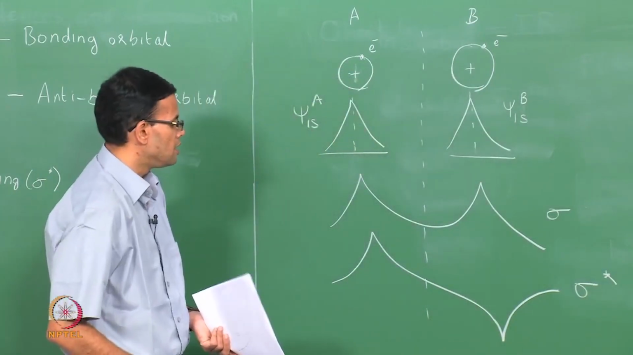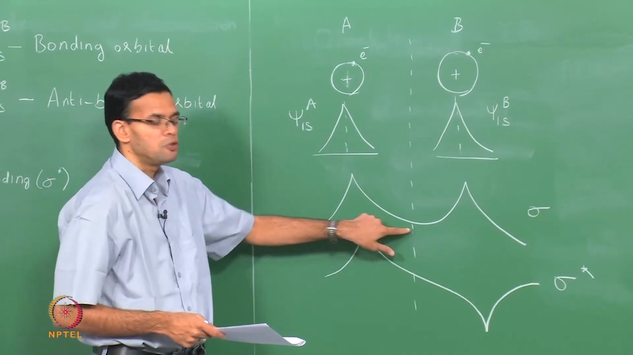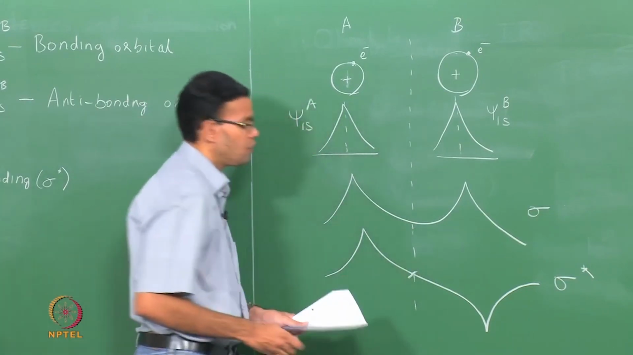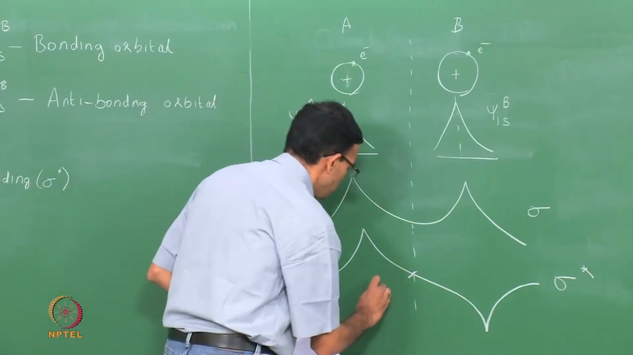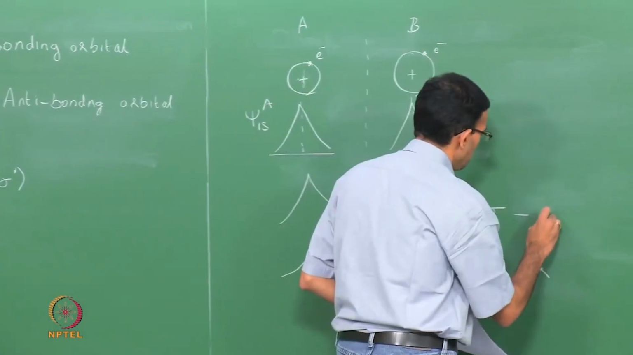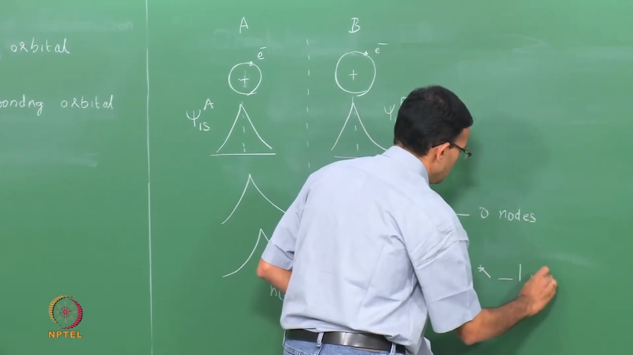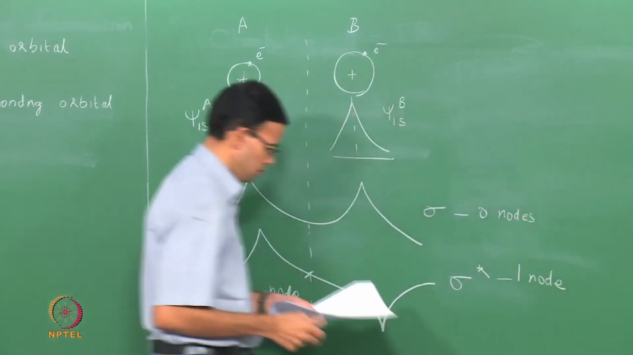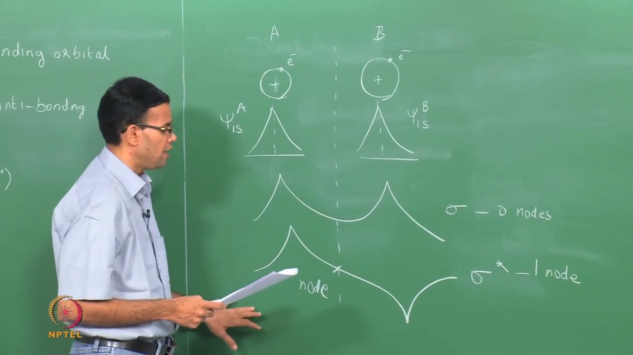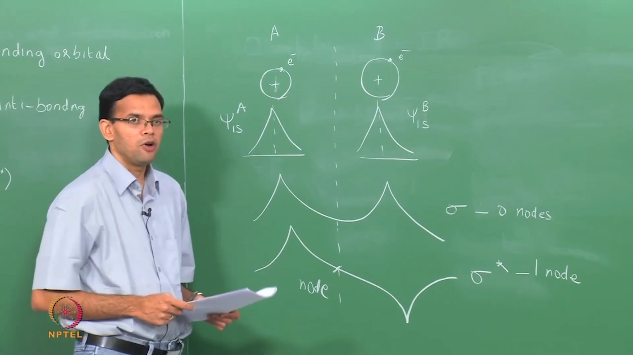If you look at it, sigma does not go to 0 at all, it goes to a minimum between the 2 atoms. On the other hand, sigma star goes to a 0 between the 2 atoms, and this is called a node. So, the sigma has 0 nodes and the sigma star has 1 node. So, we say that the sigma has a lower energy than sigma star, right. The bonding orbital is more stable than the anti-bonding.